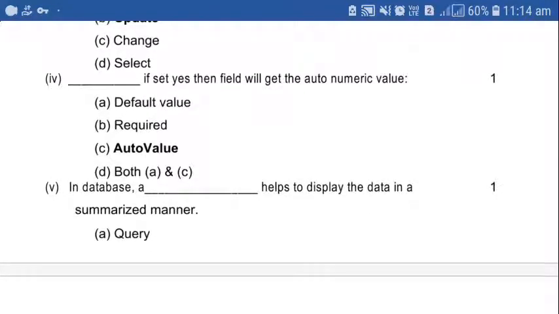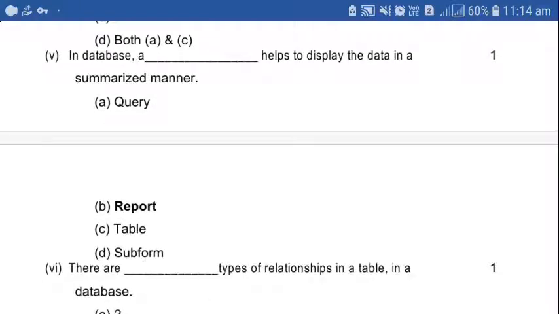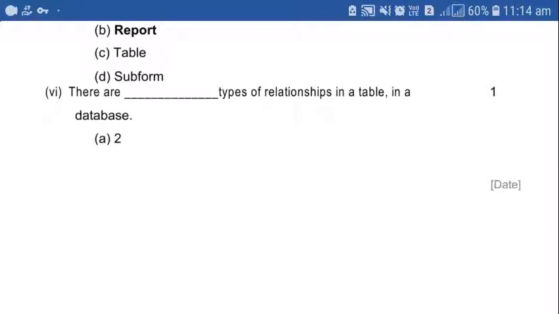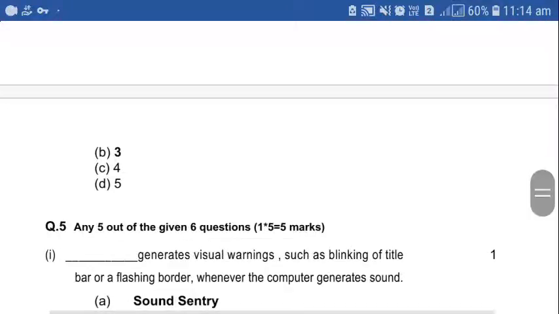Question number 4, dash if set yes, then field will get the auto numeric value. So right answer is auto value. In question number 5, in database a dash helps to display the data in a summarized manner. Query, report, table and subform. So right answer is report. Question number 6, there are dash types of relationship in a table in a database, 2 and 3, 4 and 5. So right answer is 3.